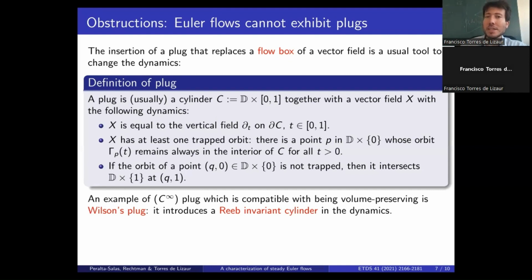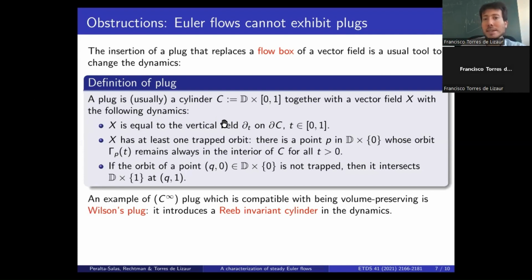I'll give now an application of this characterization, which is that Euler flows cannot have plugs. What is a plug? A plug is a cylinder together with a vector field with an interesting dynamics inside. So the point is that by the local flow box theorem, any vector field away from the zeros can be written in appropriate local coordinates as the vertical vector field on a cylinder. And the idea of a plug is to modify in the interior of the cylinder these vertical dynamics so that something interesting happens, and you can locally change the dynamics of vector fields for applications like destroying periodic orbits or introducing new invariant sets, etc.